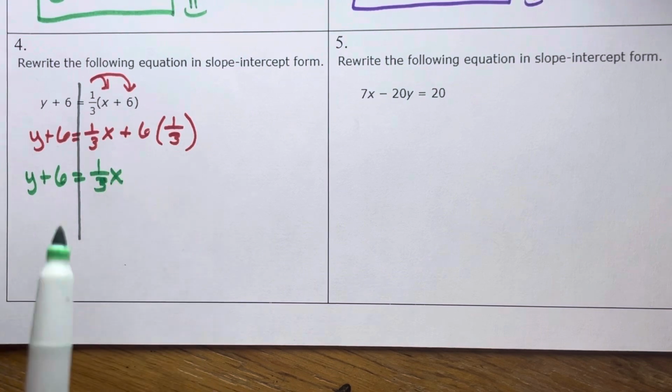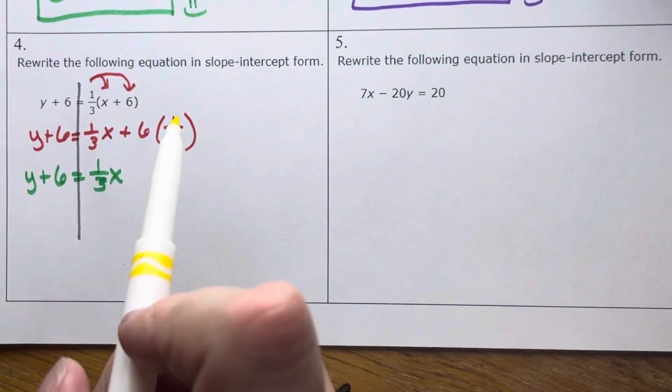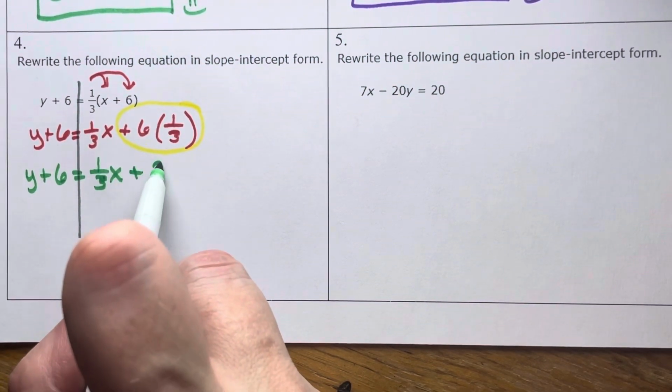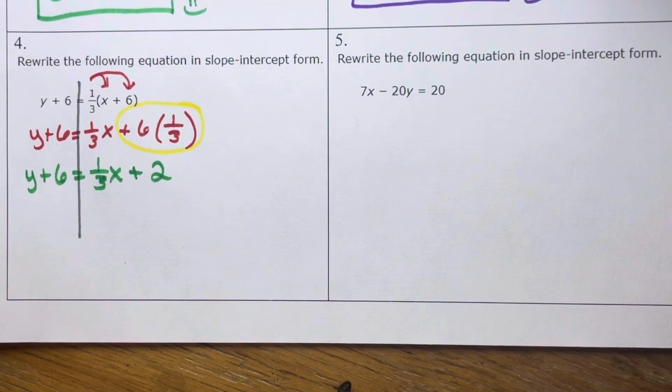1/3 x being brought down. And then we are going to multiply. So 6 times 1/3 is plus 2. It's a positive 2. Great.